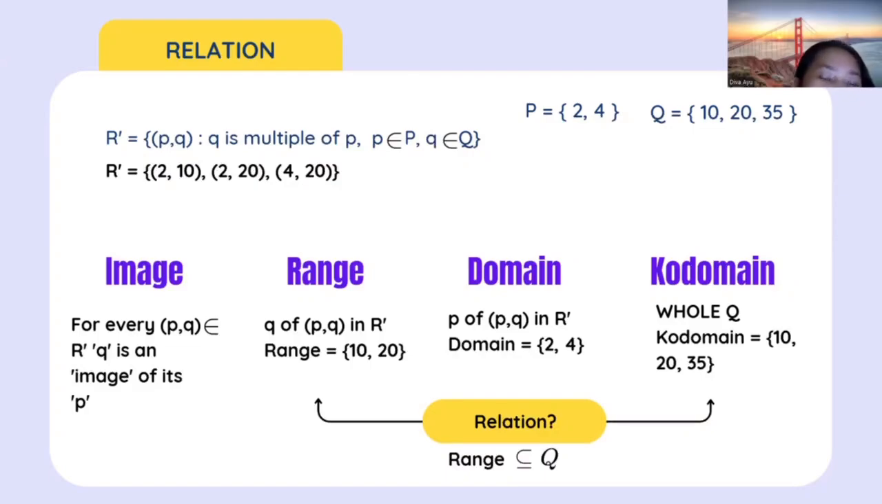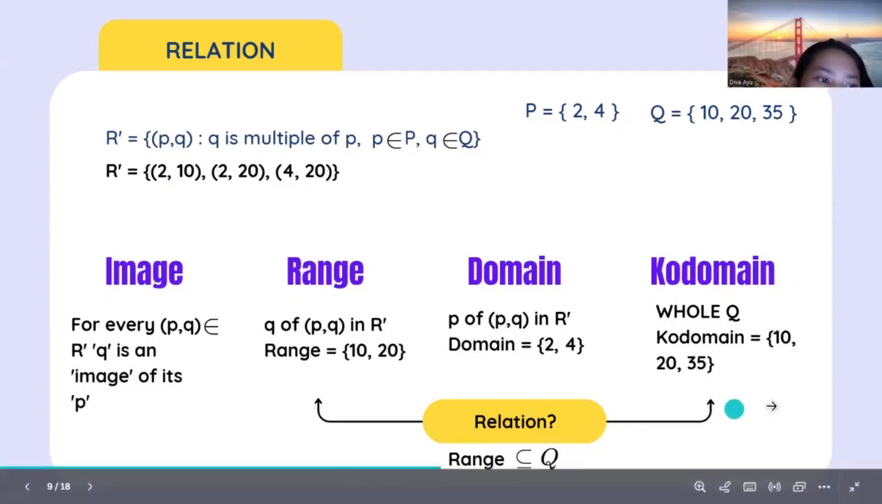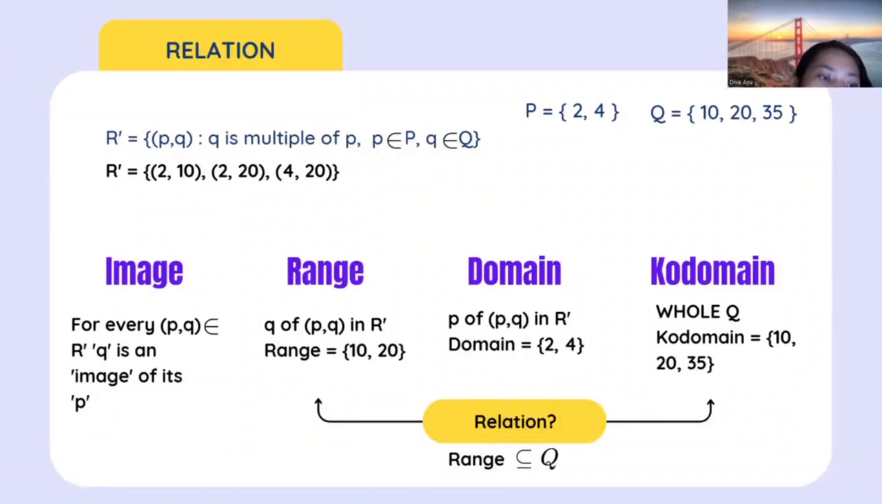So what is the codomain here? The whole set Q is called the codomain of relation R. So the codomain here will contain the elements 10, 20, and 35. Now I want you to compare the range and codomain and find the relation between them. What can we say? We should say that the range is a subset of the codomain.